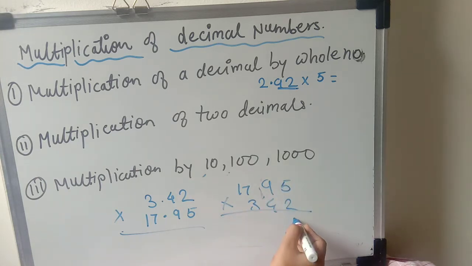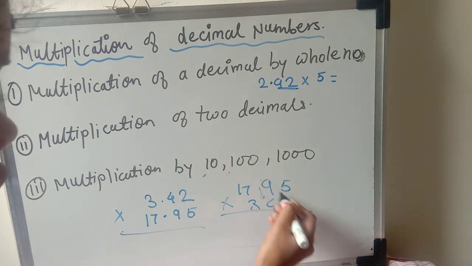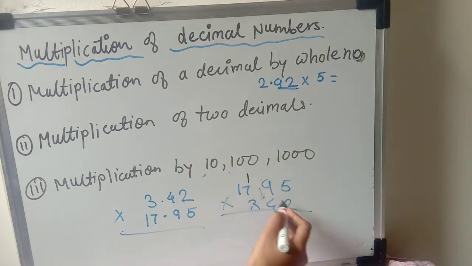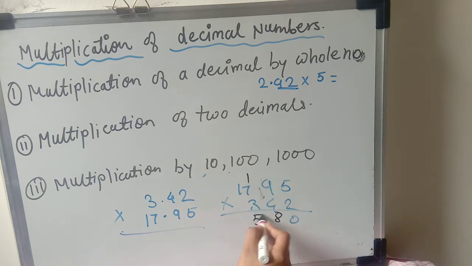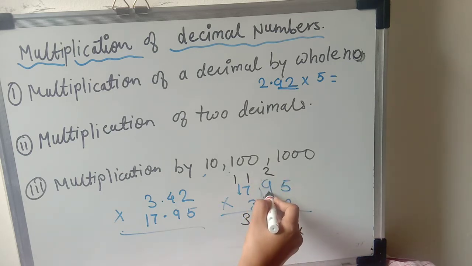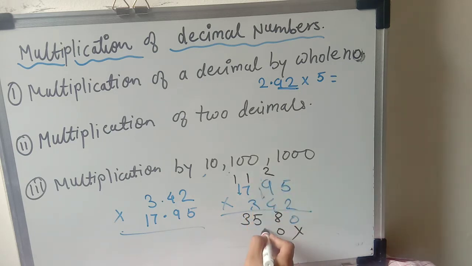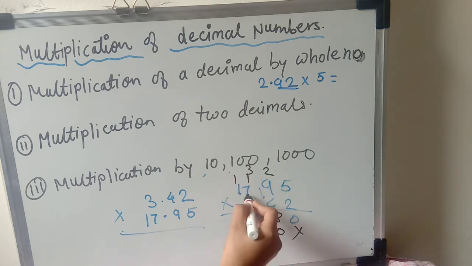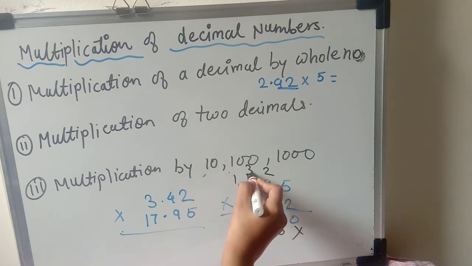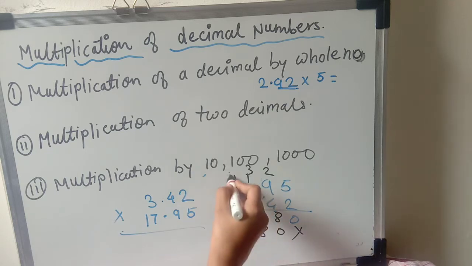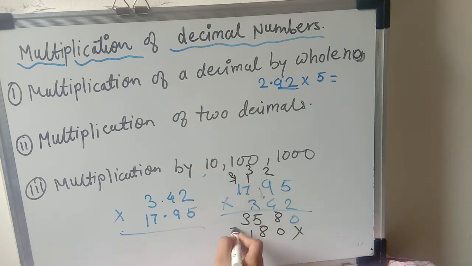So 5 2s are 10 again. 5 2s are 10. 2 9s are 18. 2 7s are 14, 14 plus 1 is 15. 2 1s are 2 and plus 1 is 3. 4 5s are 20. 4 9s are 36, 36 plus 2 is 38. 4 7s are 28, 28 plus 3 is 31. 4 1s are 4 and 3 is 7.